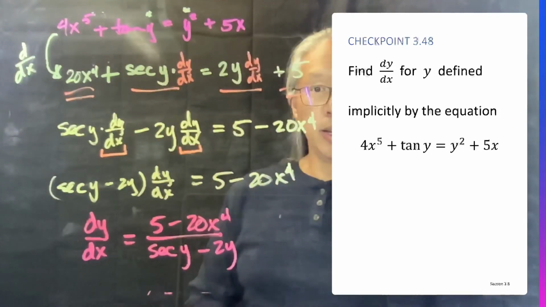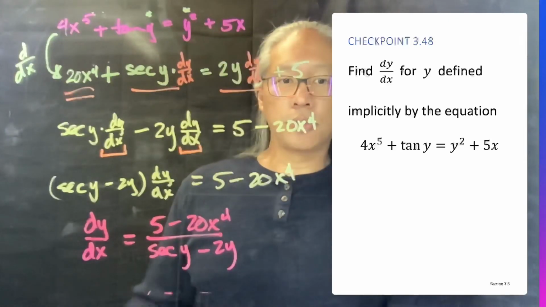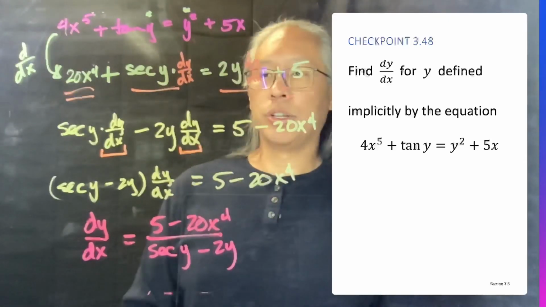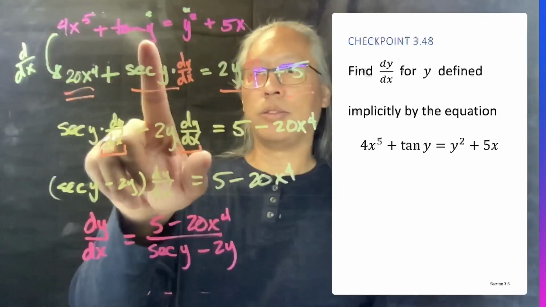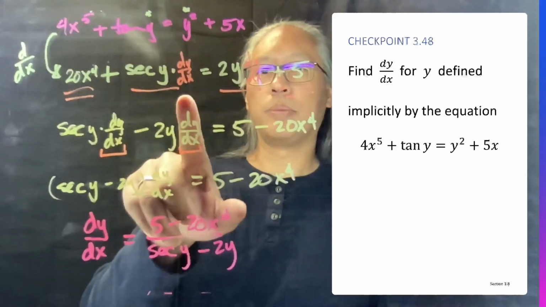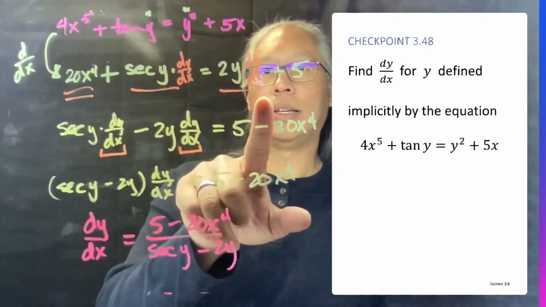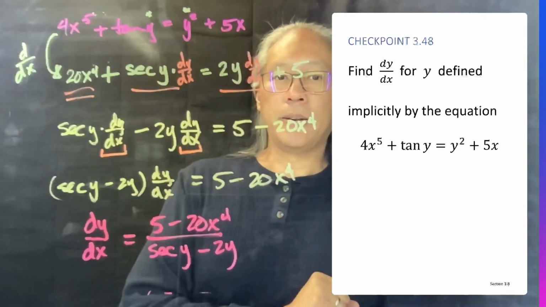Okay, and that's it. So just follow the algorithm. It's pretty straightforward. Just be careful whenever you see a y, think about the chain rule and tacking on a dy/dx. Okay, good luck.